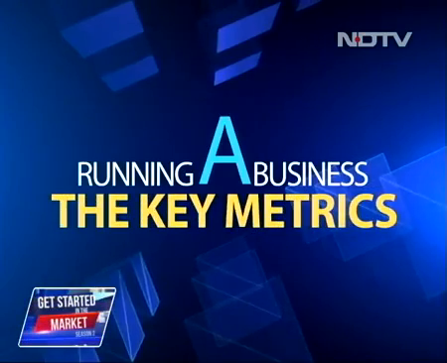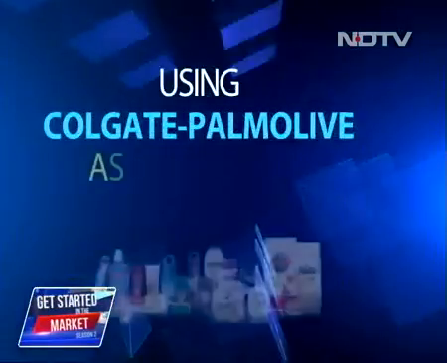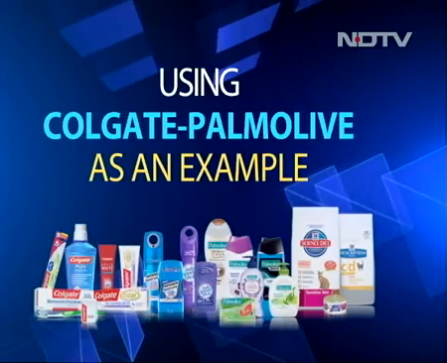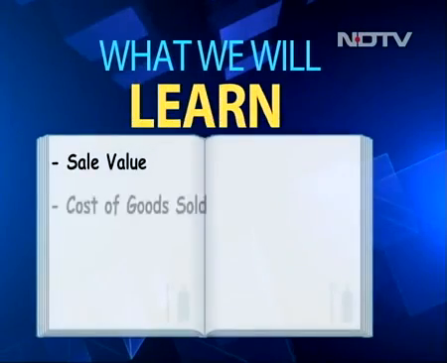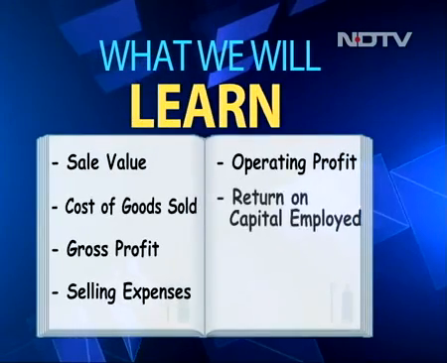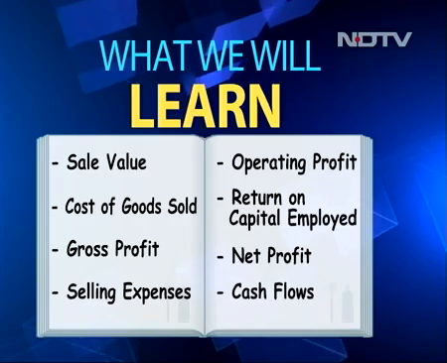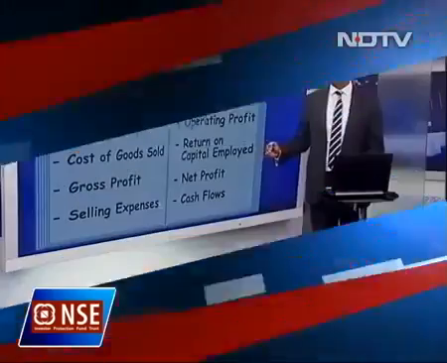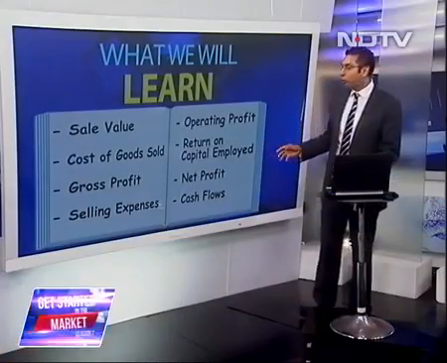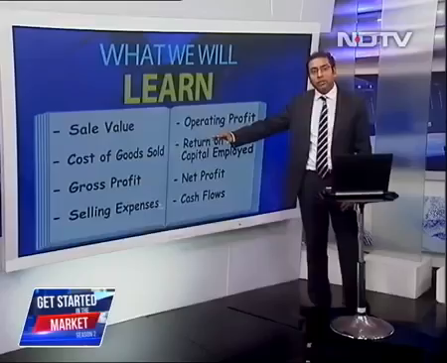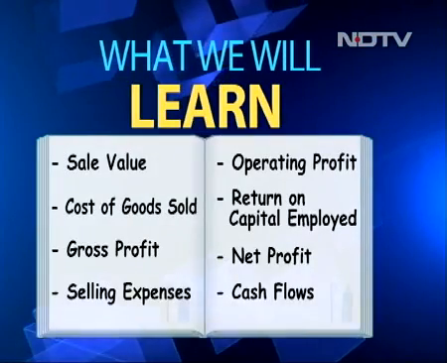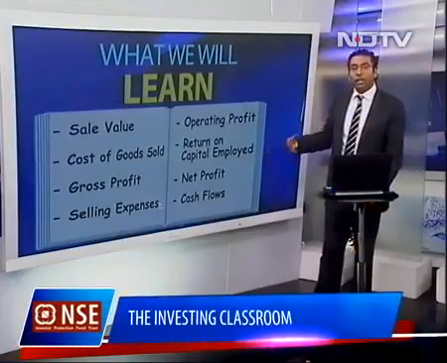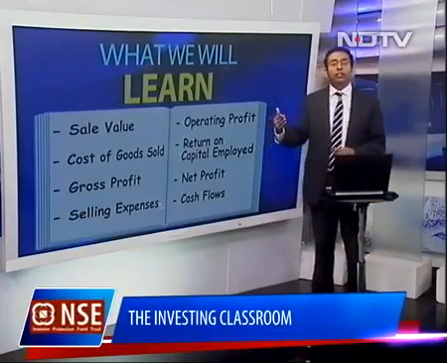Just to take you through that, we will use an example of a company you'll know well. Colgate-Palmolive, a company I'm sure many of you would have come across. They sell a broad array of products, and we will use Colgate to understand a whole range of concepts. We'll focus on sale value or revenues, cost of goods sold, gross profits, selling expenses, operating profit, return on capital employed, and then onwards to profitability and cash flows. And the broad structure we will follow is we'll try to trace a 100 rupee toothpaste down the profitability curve and onto cash flows and how that translates into return for investors.